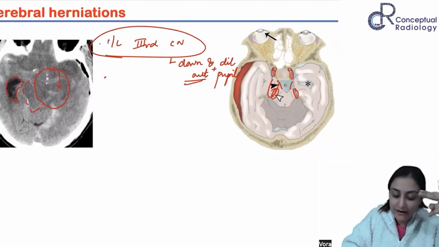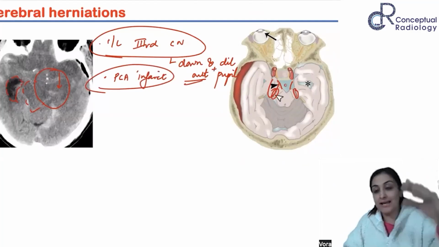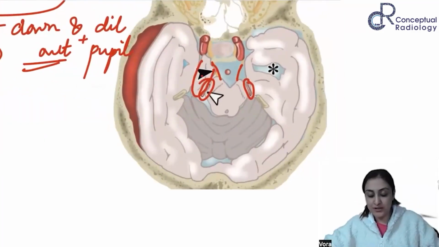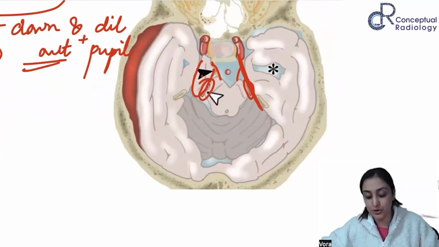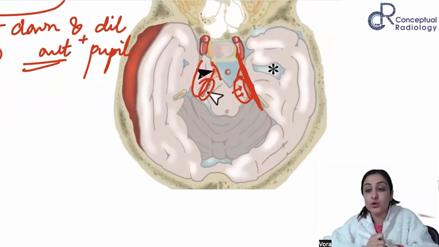What else can you have? You can have PCA compression. So you can also have a PCA infarct which can develop. And then what happens? So now this uncus is herniated and beyond here you have a sharp tentorium. So this sided crus will compress against the tentorium here.